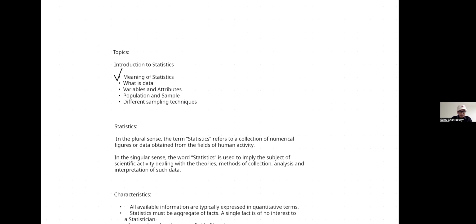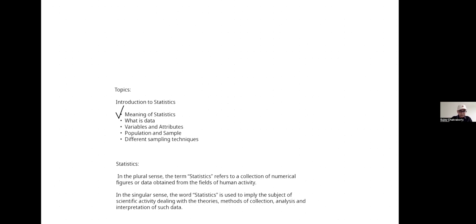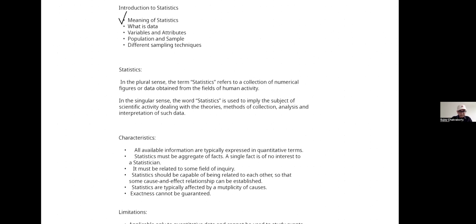So the next topic will be, so what is data, right? So let's talk about what is data. All right. So what is data? So data means any collection of numbers, characters, images, or any other items that provide information about something, right? That is what we mean by data, right?